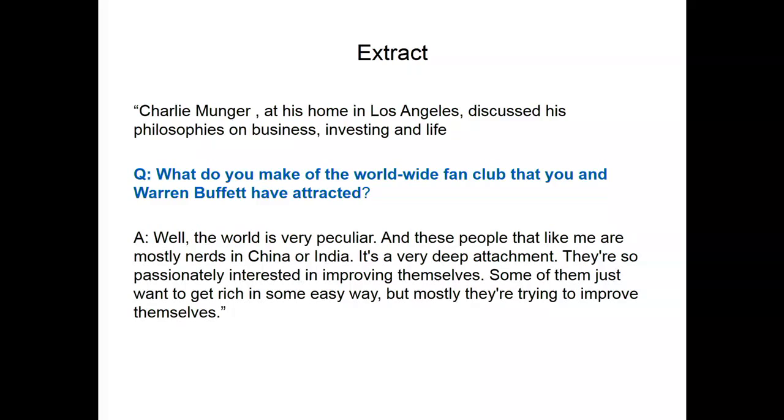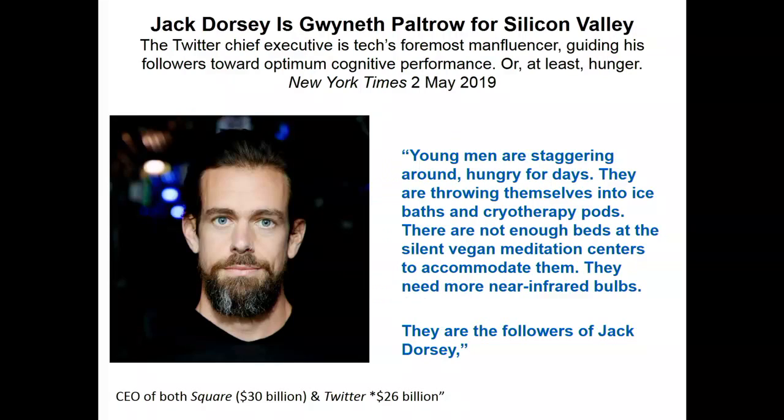So there's the attraction of a successful businessman. Jack Dorsey, I don't know that Gwyneth Paltrow was some kind of influencer, but she is. But he is tech's foremost manfluencer, guiding his followers to optimum cognitive performance. They say young men seeking to emulate him are staggering, hungry for days because he's got this keto diet. So he's very thin, and tries to maintain that for optimum performance. They're throwing themselves into ice baths and cryotherapy pods. They're offering up beds in silent vegan meditation centers to accommodate them. So these are the followers of Jack Dorsey.